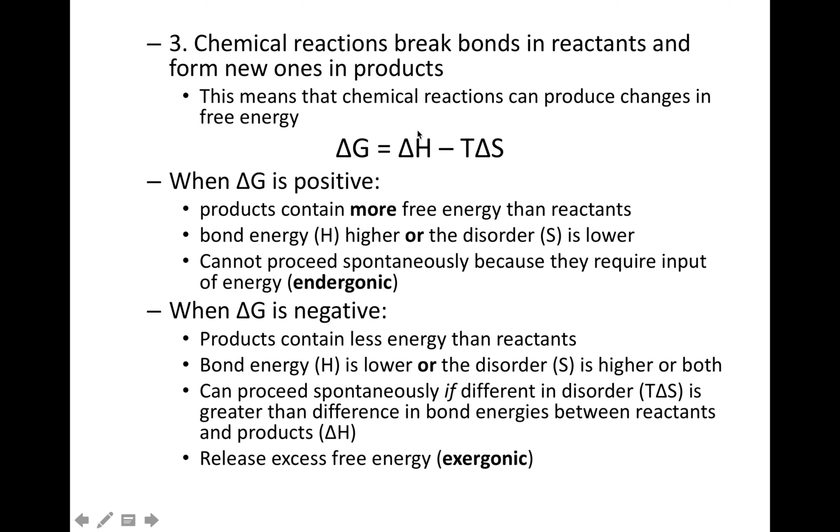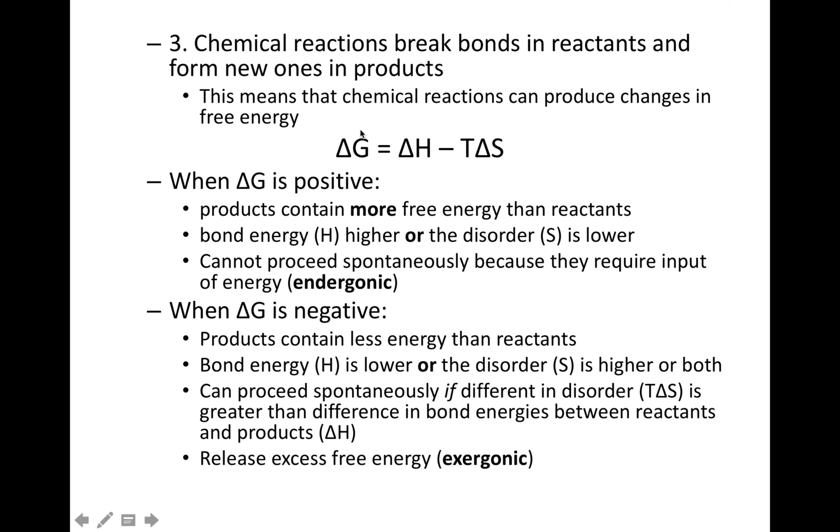So all it's saying, if you were to stick in imaginary numbers here, let's just say T and S are 1, right? And I have H as 2, okay? So 2 minus 1 times 1 is 1. 2 minus 1 is 1. So this is positive. So that means that my H was higher, or maybe my S was really, really low. So if I left this as 1 and this was 0.5, I still end up with a positive G.